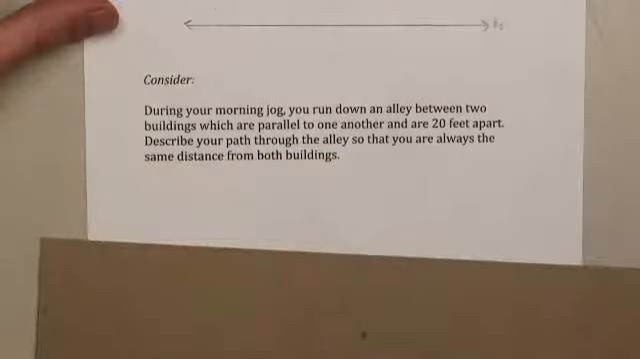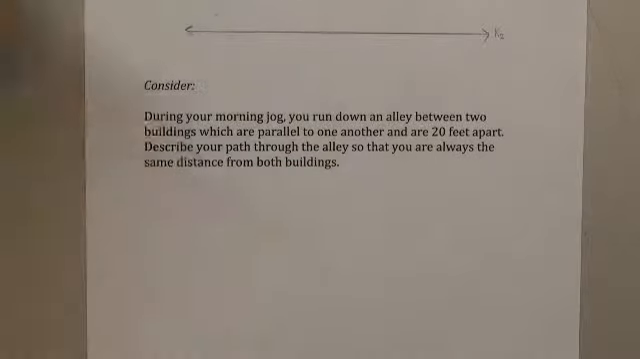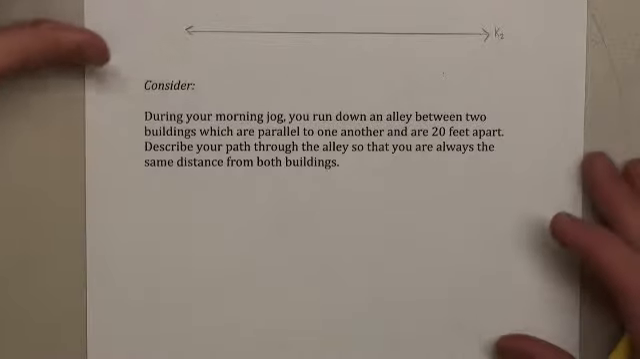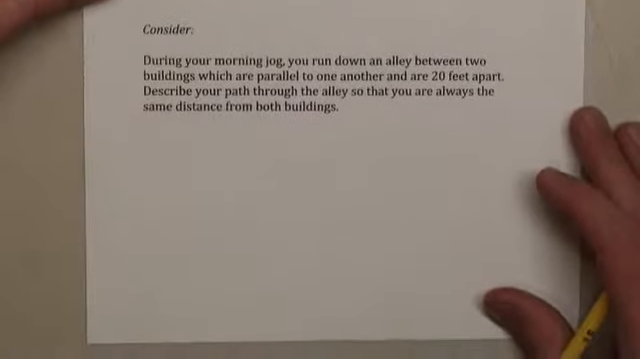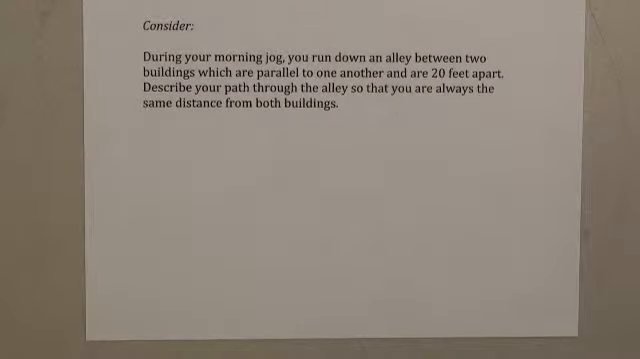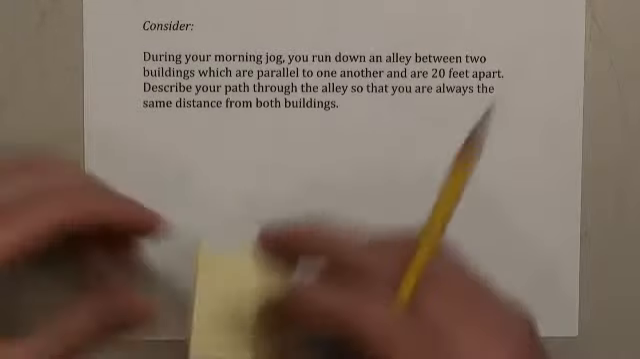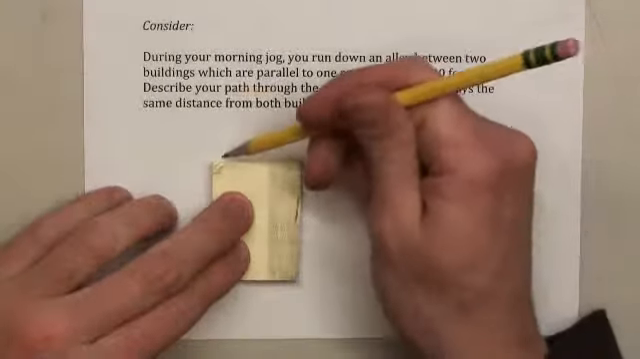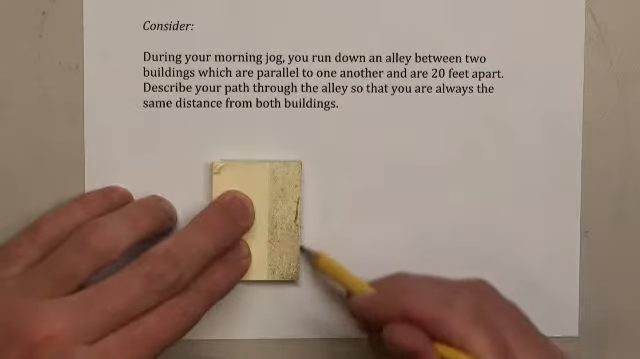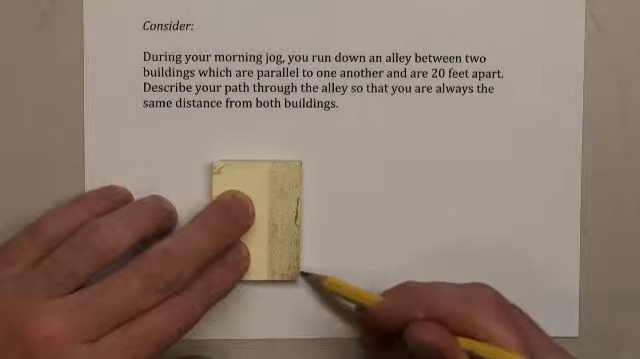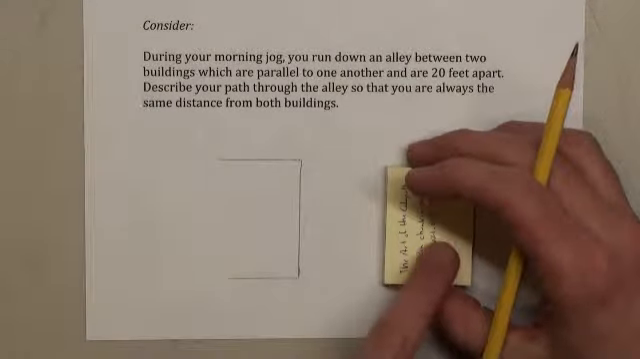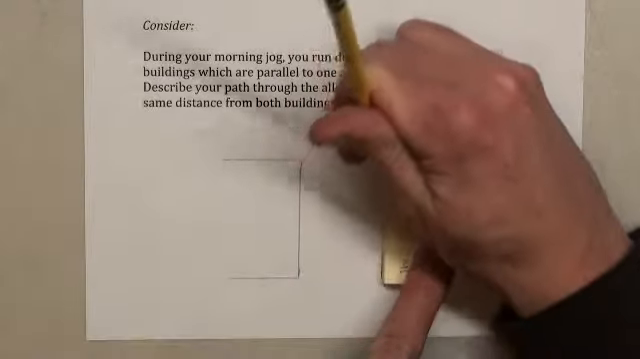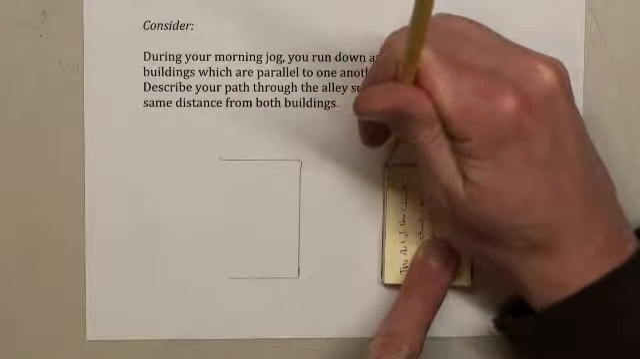So here's a consider question. During your morning jog, you run down an alley between two buildings which are parallel to one another and are 20 feet apart. Describe your path through the alley so that you are always the same distance from both buildings. Let's draw two buildings, or at least the sides of two buildings. I'll say that's one of my buildings, and then I have one that's parallel to it on the other side. I'm doing the best I can to line this up parallel.